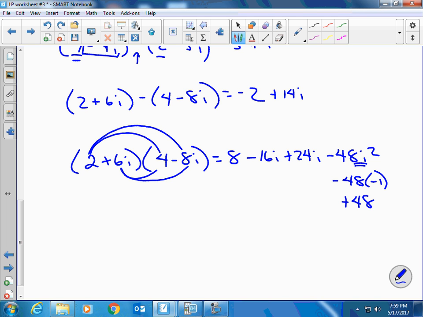Now let's combine like terms. Real to real, imaginary to imaginary. Positive 8, positive 48 is 56. Negative 16i, positive 24i is 8i. And we're done. Treat i like any other variable when you multiply, except for when you see an i squared, replace it with a negative 1. All right.